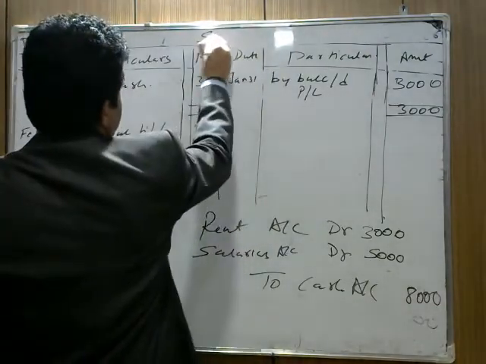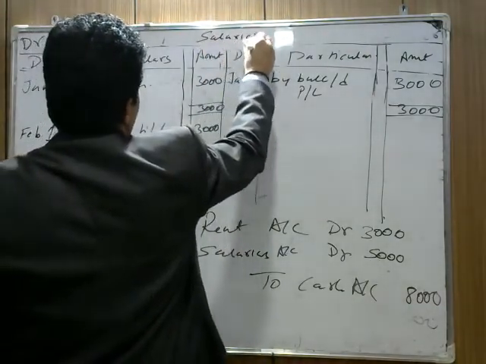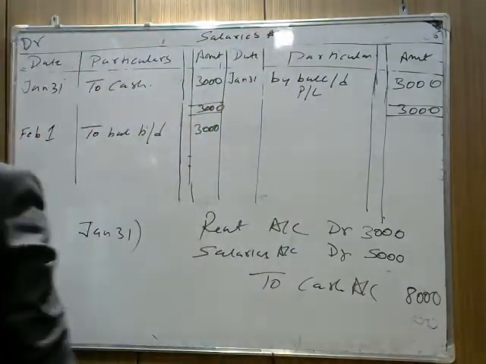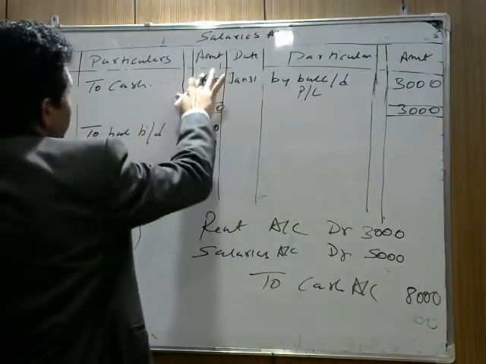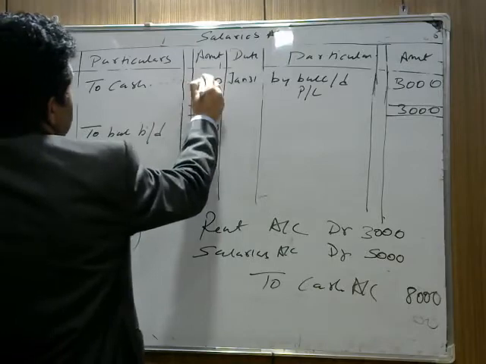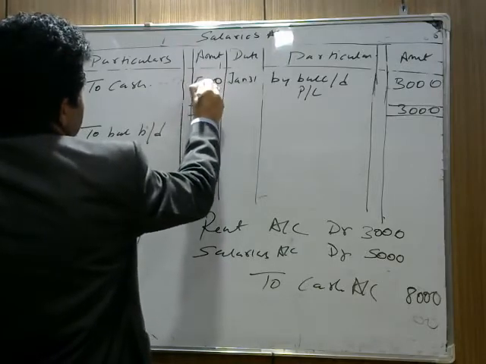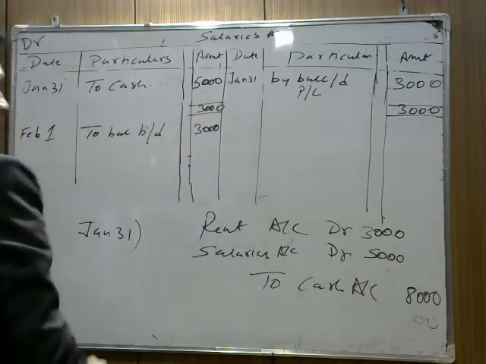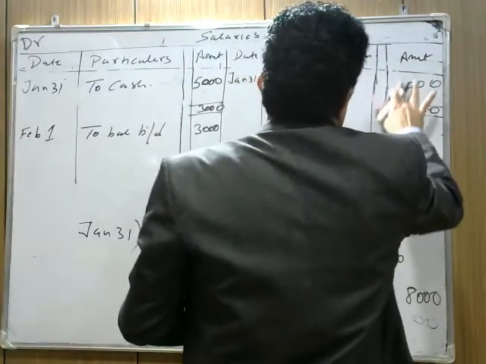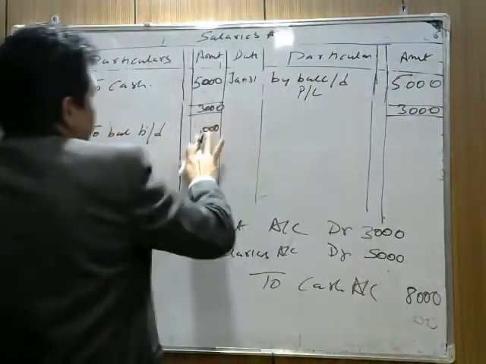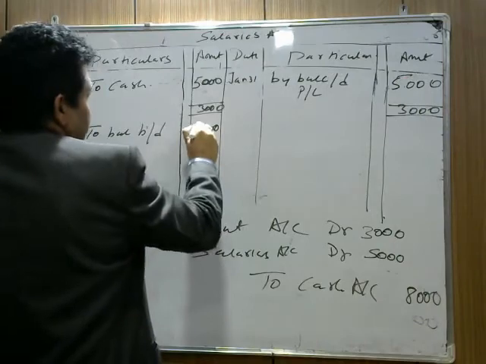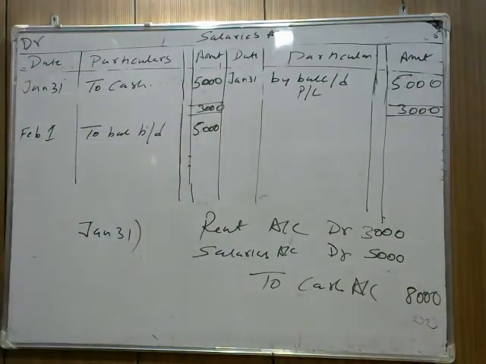We write salaries account. The transaction will be same. It's on same date, but the amount will be different. So we pay to cash. हमने सैलरी के लिए कितना कैश पे किया? We pay the cash 5,000 here. Right, 5,000 and the opening balance will be 5,000. Here there are no changes because it's on same date.